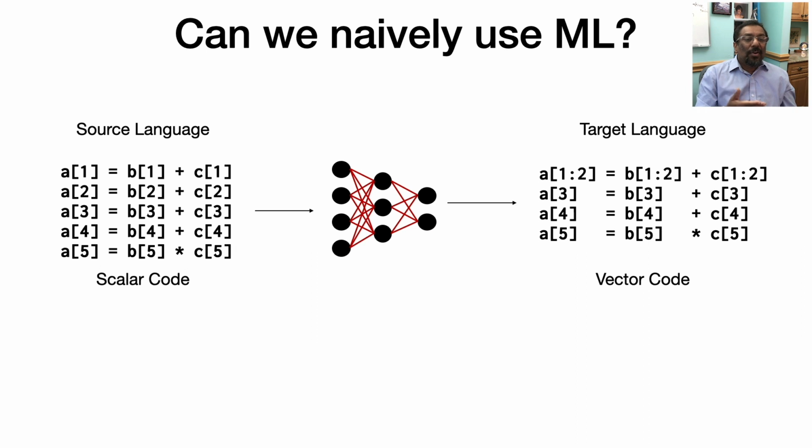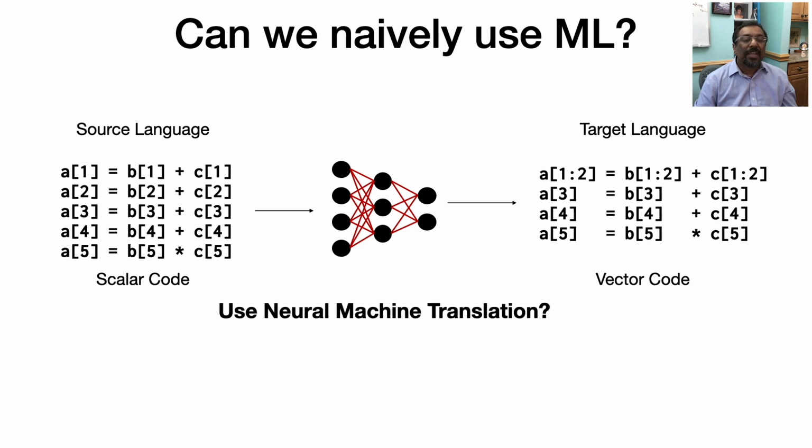If you have followed machine learning literature, this looks very similar. Language translation is something that machine learning became very good at. Can you use neural machine translation? So basically feed a high-level program and then get really optimized code at the other end. Would it be really nice to do this? But there's a small catch.